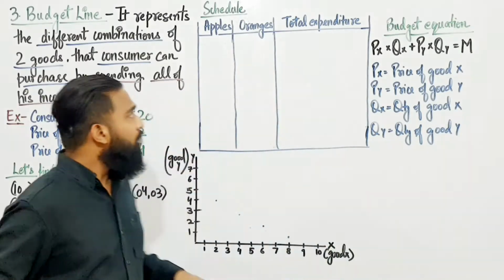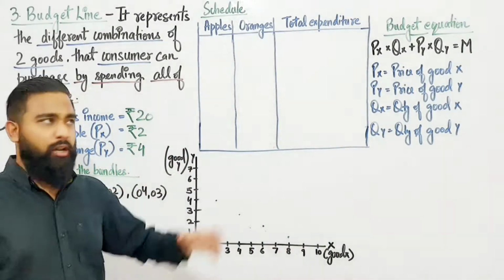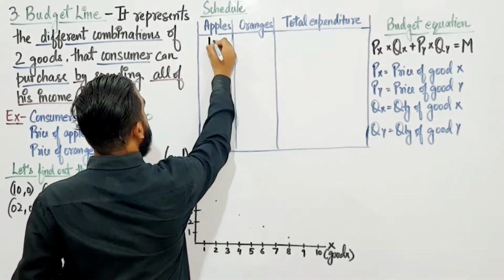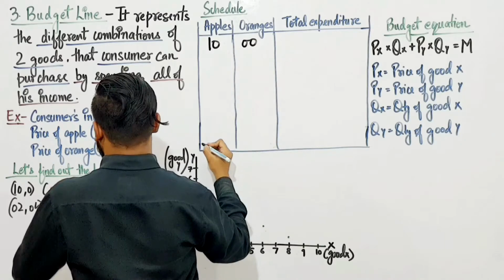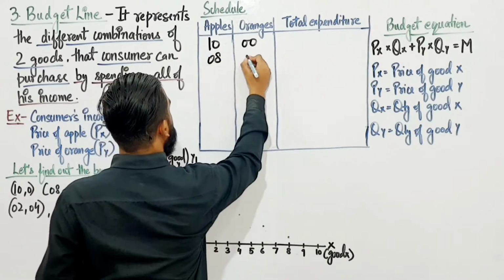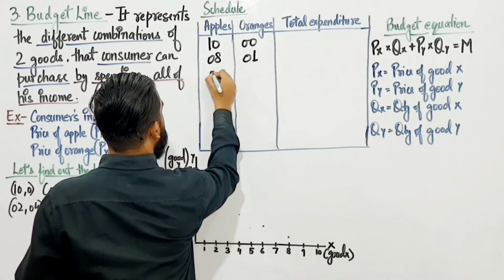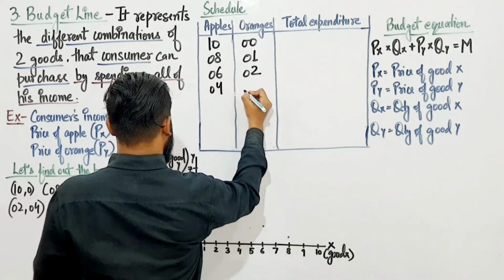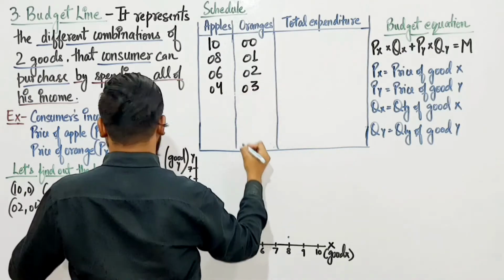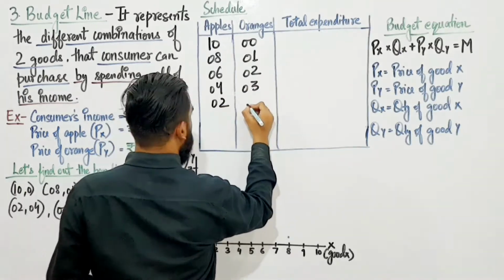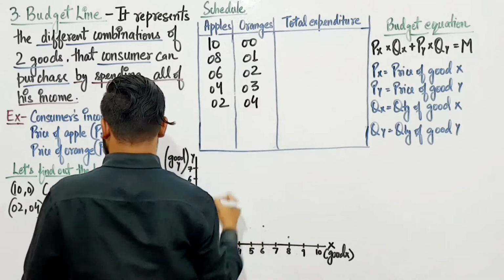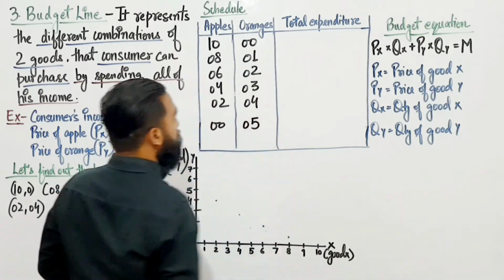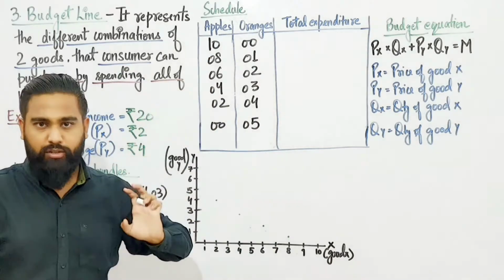Now, we can show this expenditure on a schedule also. Fine. Now, let's start. Apples 10, oranges 0. Apples 8, oranges 1. Apples 6, oranges 2. Then 4 apples and 3 oranges. 2 apples and 4 oranges. 0 apples and 5 oranges. So this was the combination, right?